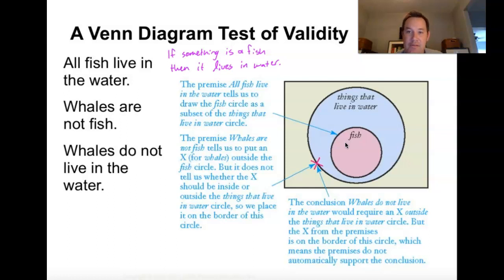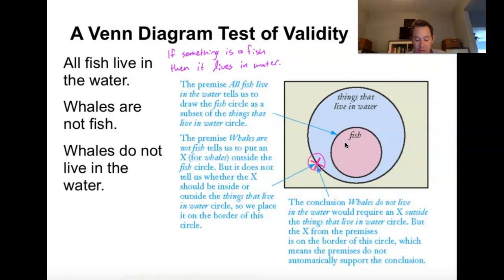I know we know whales live in water, but we're placing our X specifically based on that second premise. So whales may or may not live in water based on that second premise. It's not mentioned. So to indicate that, we place it directly on the border of the set of things that live in water and the set outside that, the universe that we're thinking of. So that's indicative of it could be in either. It doesn't have to be in one or the other.